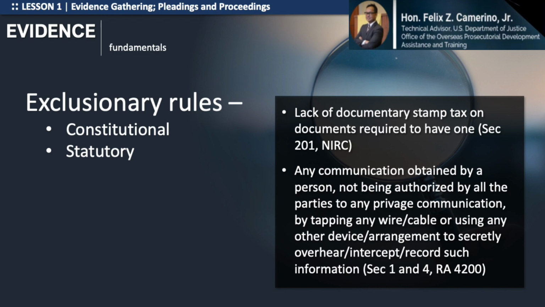Okay, the constitutional guarantee just makes it so the state is guaranteeing that they won't violate your private communication. RA 4200 goes one step further and criminalizes it. So when a law enforcer does violate this law, not only is the evidence that they collect inadmissible, but they would also be criminally liable. So that's the difference. All right.